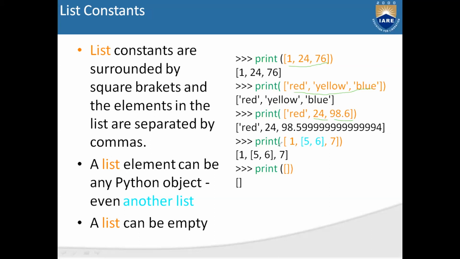Now you observe the next one, the fourth one. What is the first data type? One is an integer. Next one, 5 comma 6 enclosed within square brackets. What is the data type of this 5, 6?